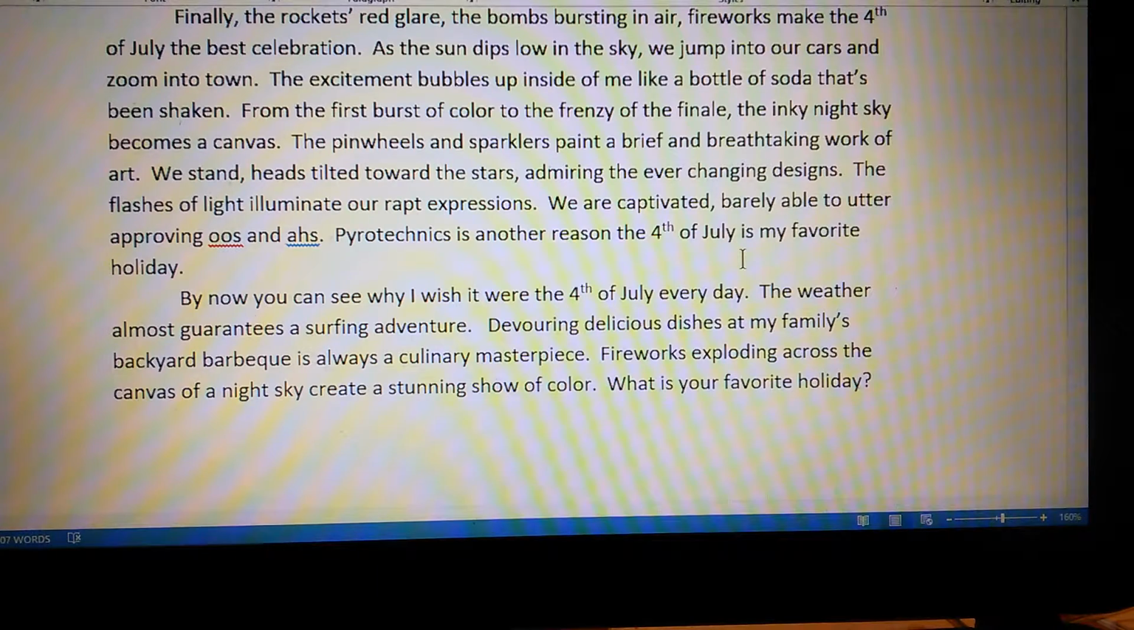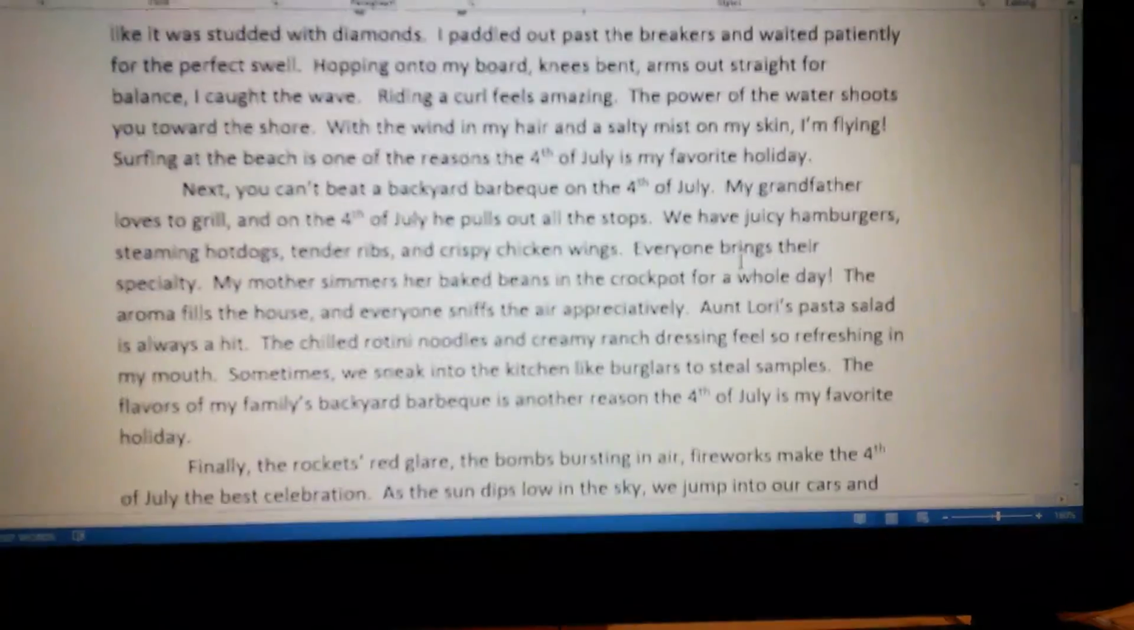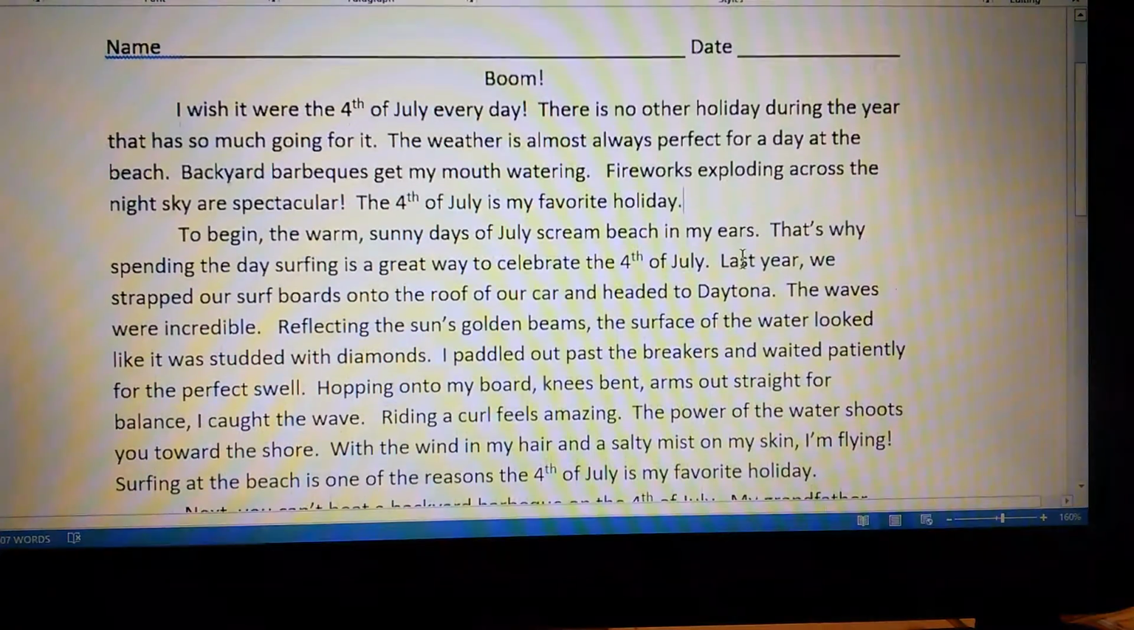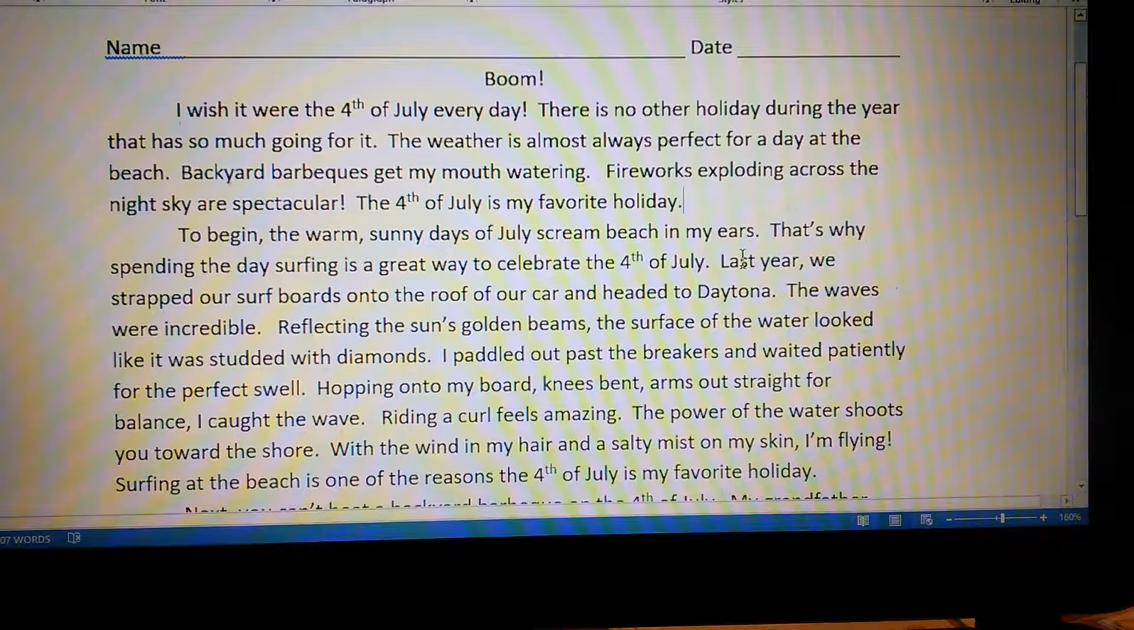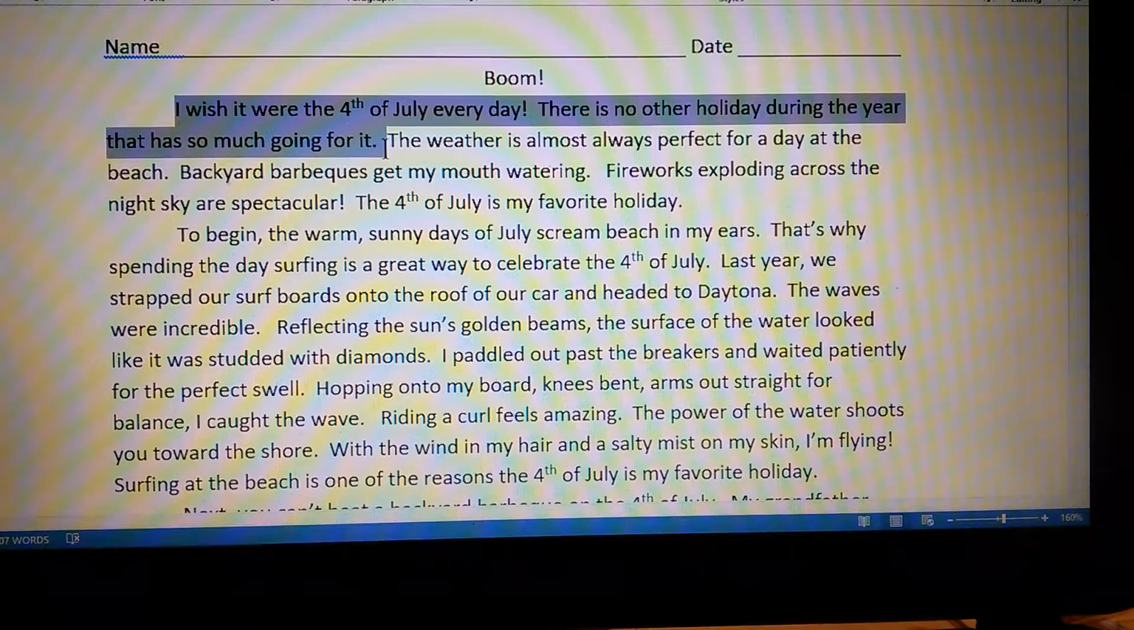Once students have noticed the 5-paragraph structure, they can then dig deeper into each of the paragraphs and notice how they are structured themselves. In the introductory paragraph, students should notice that the writer begins with trying to engage the reader or hook the reader.